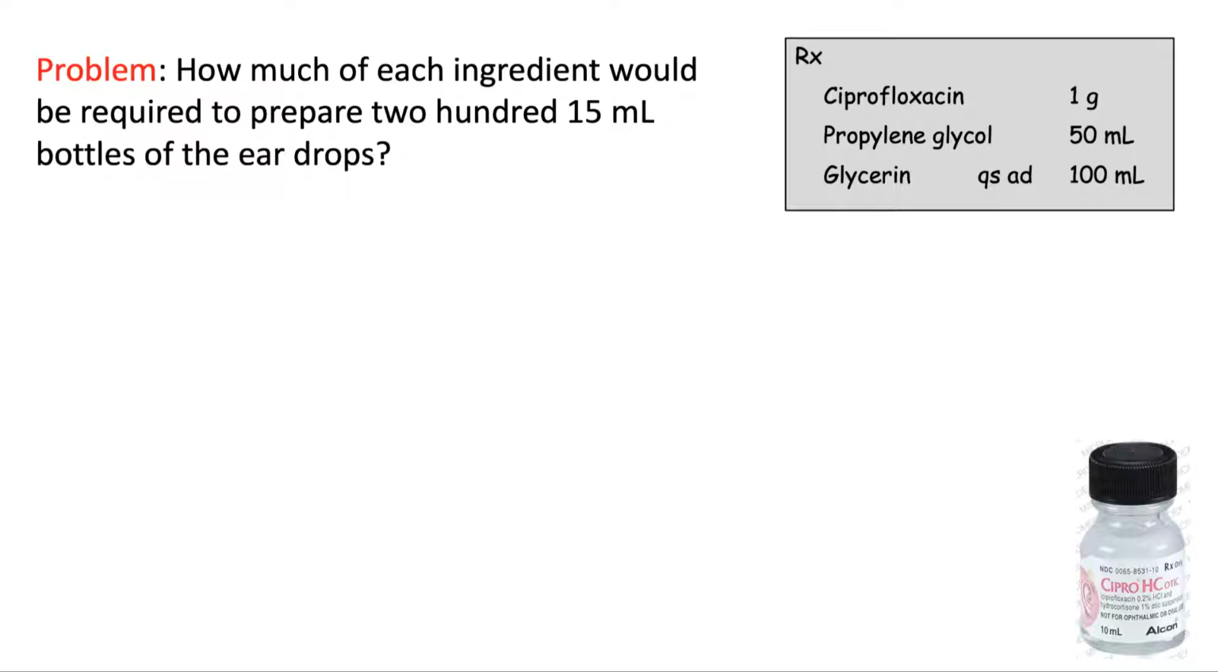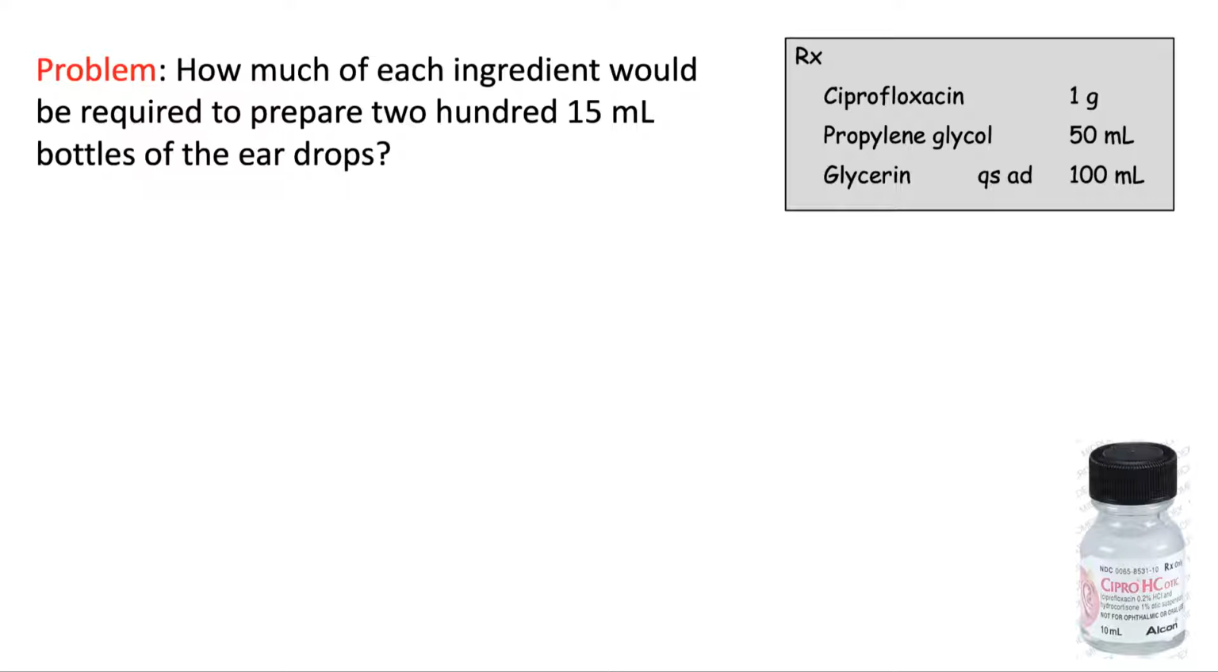So in this example, picture us more as a manufacturer who's trying to make a large batch of this product. So let's look at the actual recipe, or the basic formula we have in the prescription, calls for ciprofloxacin, which is an antibiotic. It's the active ingredient here. So of ciprofloxacin, we want 1 gram to be mixed with propylene glycol, 50 milliliters, and enough glycerin such that the total volume of all ingredients, the ciprofloxacin, propylene glycol, and glycerin, the total volume of everything would be 100 milliliters. Okay, so that's the formula we have.